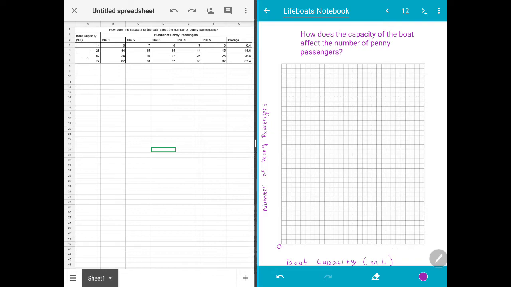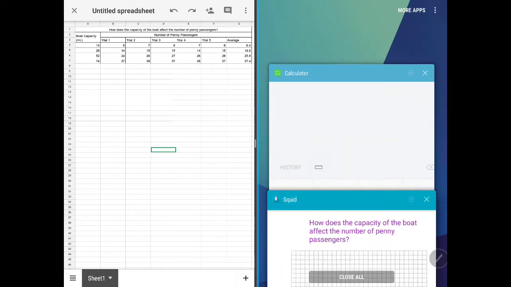I'm going to look at my data table. I have to go from 0, which I know is going to have to be my lowest value because that's where my graph starts, to, let me look at my data table, my largest boat capacity is 74. So from 0 to 74, well, that's 74 units. And I have 30 spaces. I think I'm going to need a calculator.